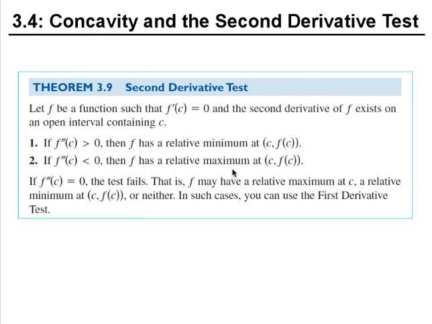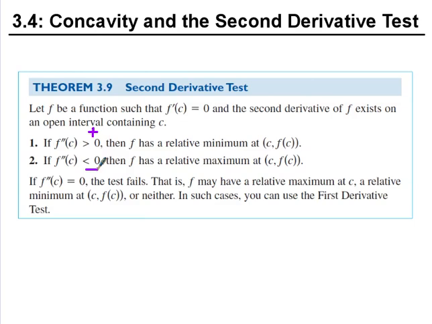When we talk about something being greater than 0, what type of number is it? A positive. So this is kind of a little bit opposite. When you have a positive second derivative, that implies that you have a relative minimum. In the next one, if the second derivative is less than 0, or negative, then f has a relative maximum. So when you have a positive second derivative, you're going to have a minimum. When you have a negative second derivative, you're going to have a maximum.